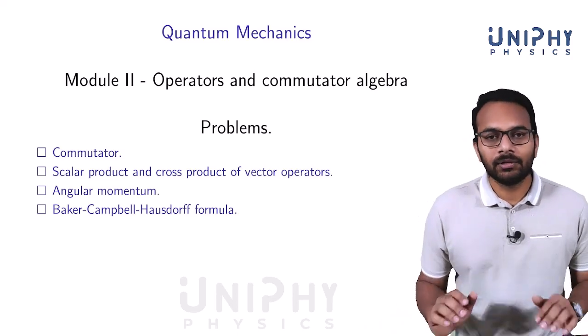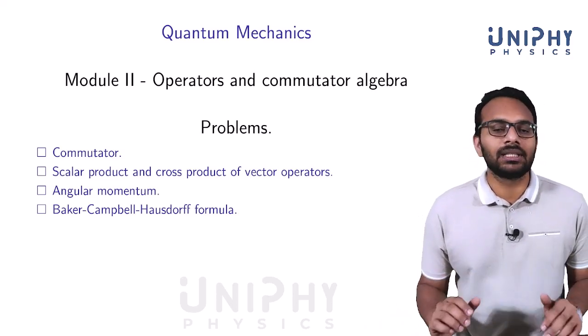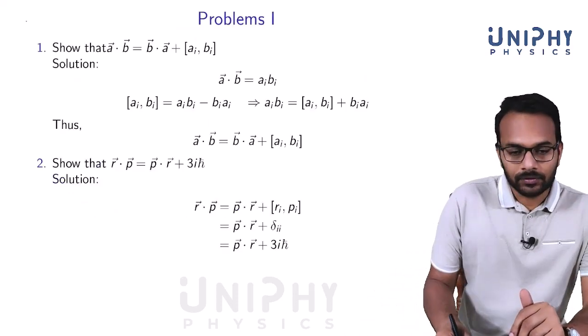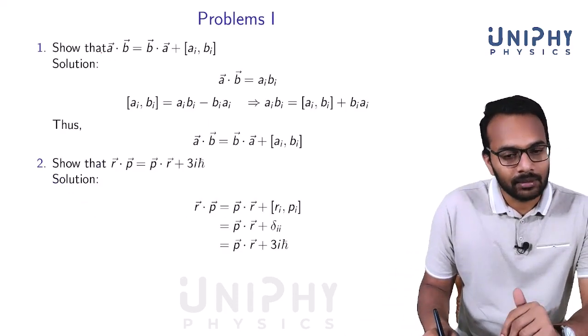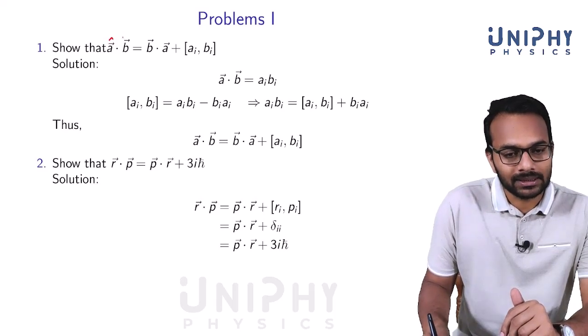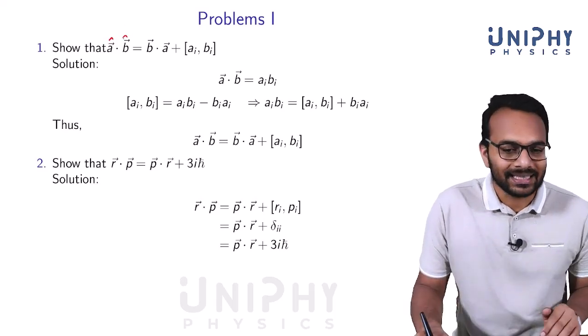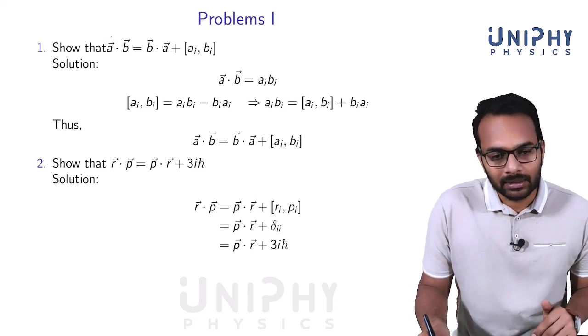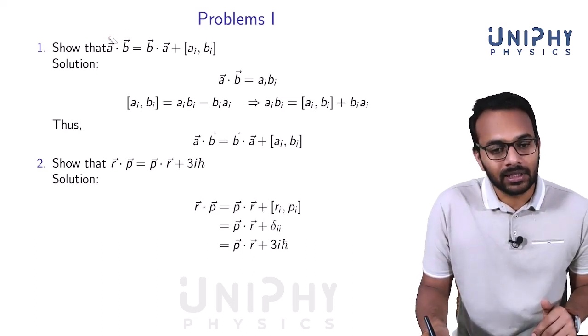Hi, today we are going to solve a few problems using the commutation relations. All right. So first we'll start with this property of scalar products. We are talking about operators here, so I may miss this hat at times. It's a bit difficult to keep track of these hats. So remember that we are talking about operators.